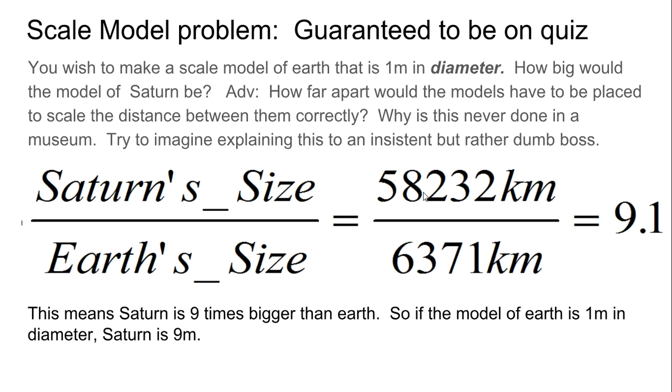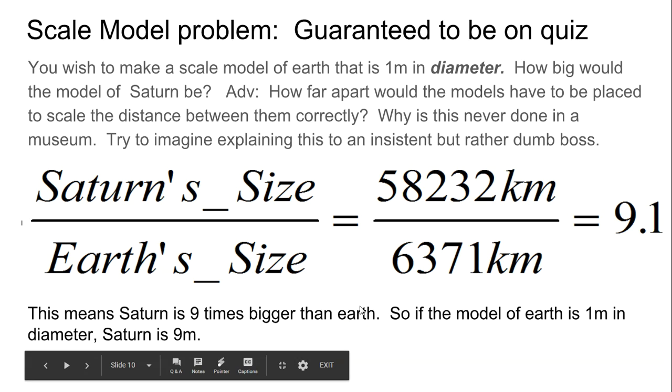Scale model problem. This is a guarantee. You did this with the Giant. Andre the Giant is on the cover of this assignment. You did a whole scale diagram. Now you're just doing it with the planets. It's ridiculously easy. You can simply take the one planet's size divided by Earth's size, and you get 9. Saturn is 9 times bigger than Earth.